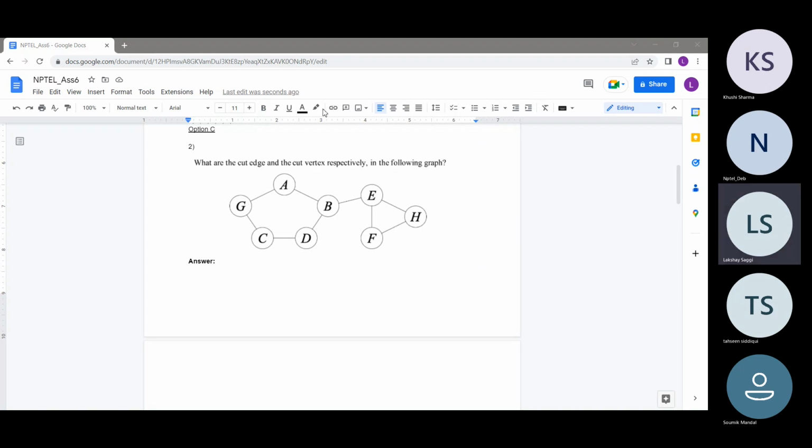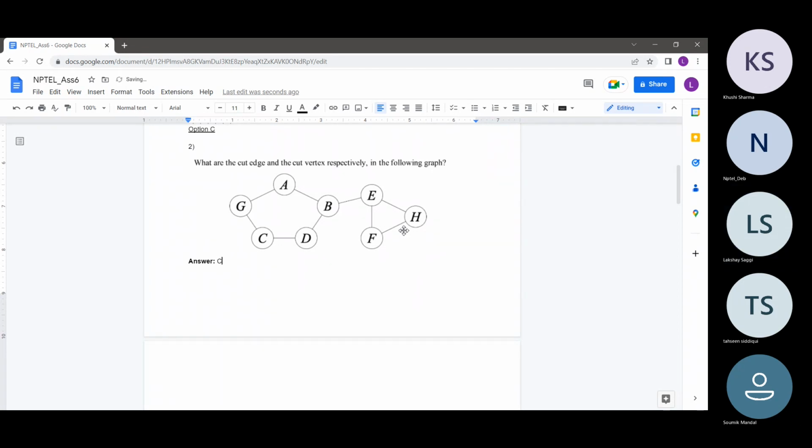So the second question is asking us what are the cut edges and the cut vertex respectively in the following graph. We have been given this graph which has labeling of nodes. So we need to find out what are the cut edges of this graph and what are the cut vertices of this graph. As you have already seen in the lecture, there can be multiple cut edges as well as multiple cut vertices for a graph.